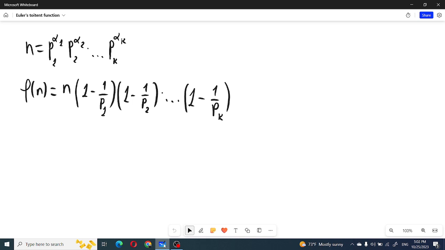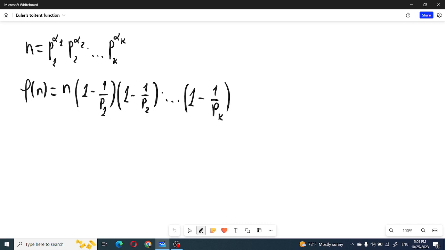Hello, today we will discuss Euler's totient function. In the previous video we discussed Euler's theorem, and the difference between these two is that Euler's totient function counts the integers which are coprime to n and which are less than n, so the range must be from 1 to n. The formula is given in this kind: n times (1 minus 1 over p1), (1 minus 1 over p2), and (1 minus 1 over pk).